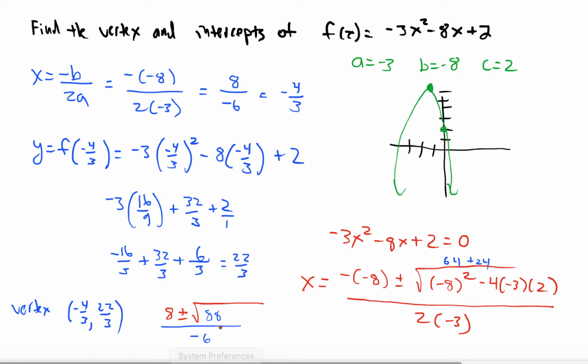And what happens finally? Well, we can reduce the 88 into 4 times 22, okay? And that 4 will come out, so we get 8 plus or minus 2 rad 22 all over negative 6, okay? Now, we can split this up here, but technically, this is going to be the final answer. Okay, so what have we determined? We've determined the vertex here, which is a fraction, negative 4/3, comma 22/3. We have the y-intercept, which is 0, comma 2. And these two values, which are the x-intercepts, okay?